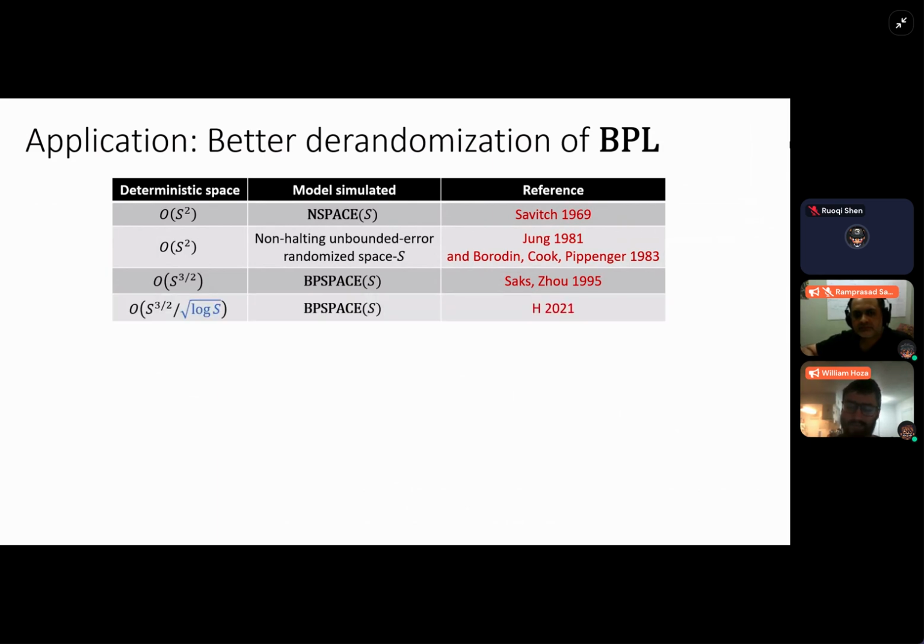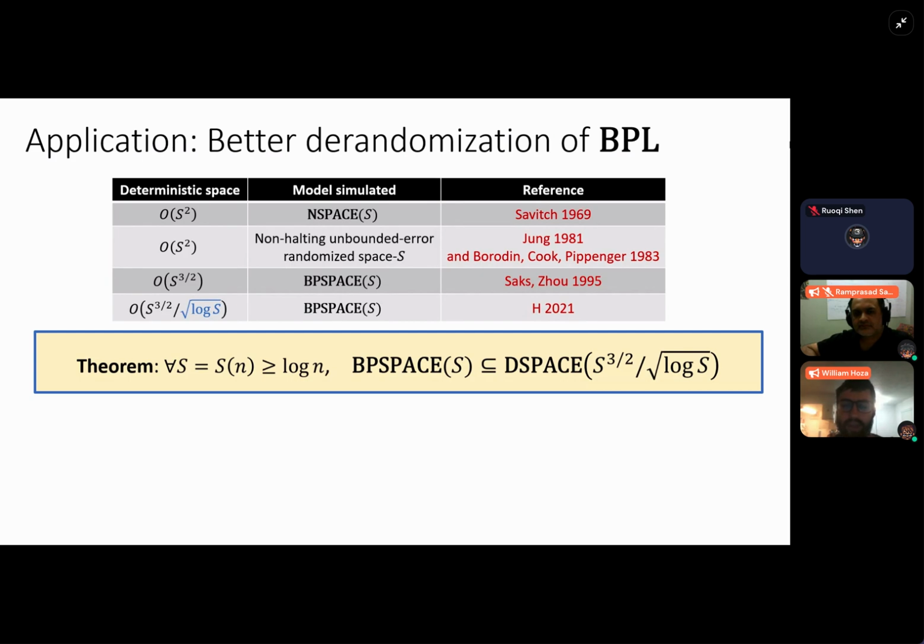Today, we're able to just slightly improve this bound by shaving off a factor of square root log S. So the new bound is S to the 3/2 over square root log S. This is barely any better than the Sachs-Zhou theorem, but I hope that maybe it can break a psychological barrier because it shows there's room for improvement. And I don't see any particular reason for this to be the end of the road either. Hopefully we can improve it even further.